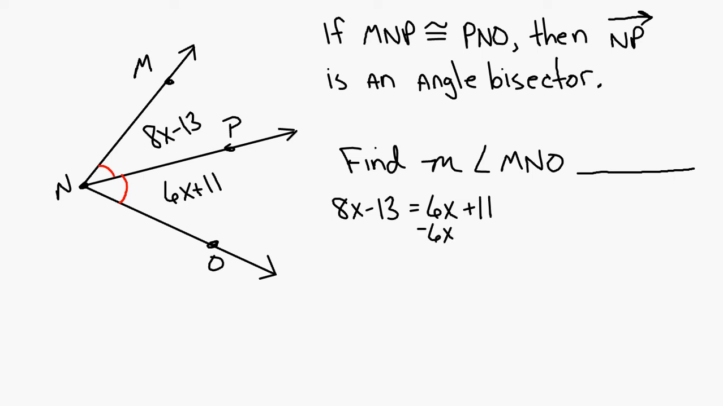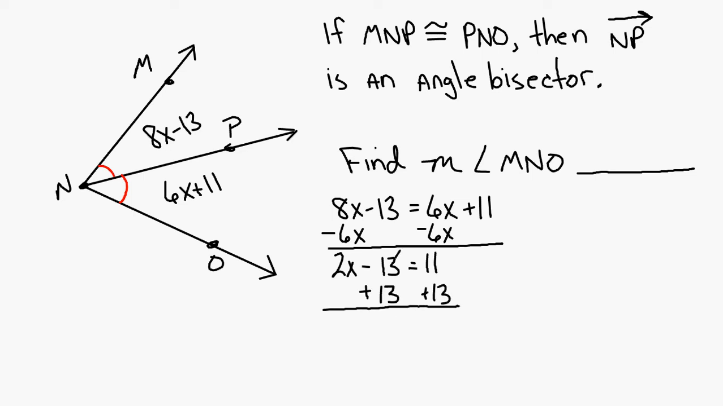So subtract 6x from each side. 2x minus 13 equals 11. Add 13. 2x equals 24. And divide by 2. So x is equal to 12.